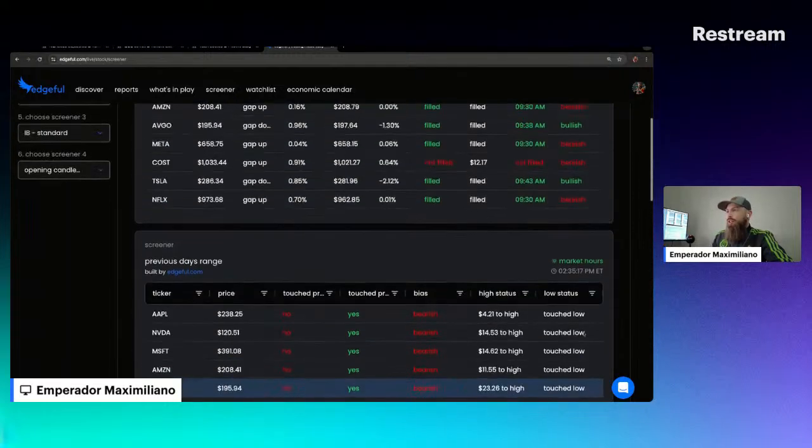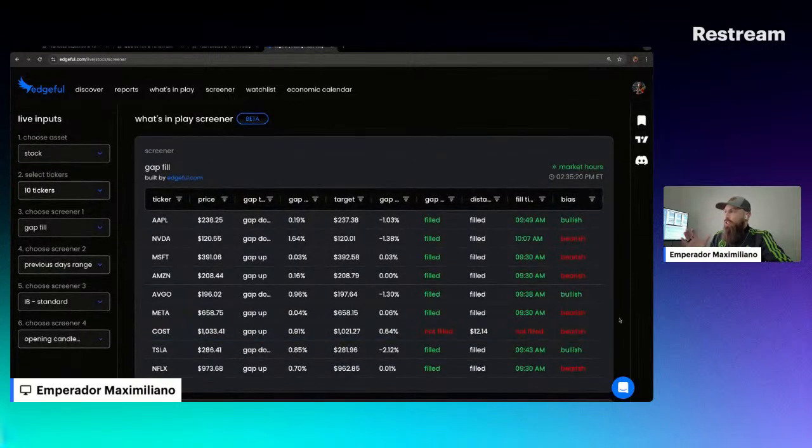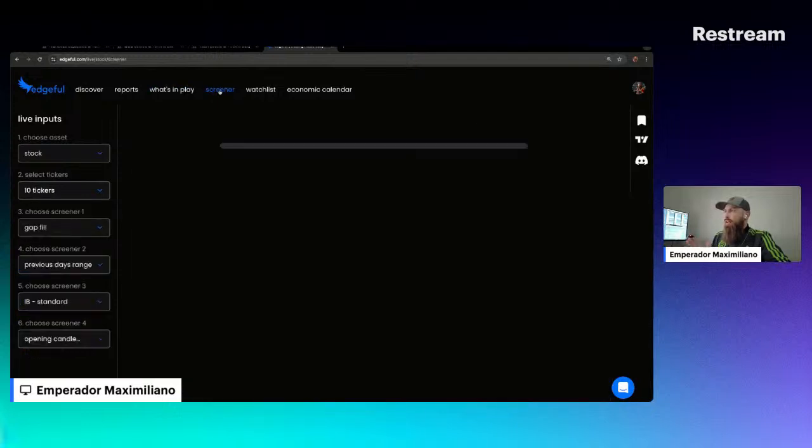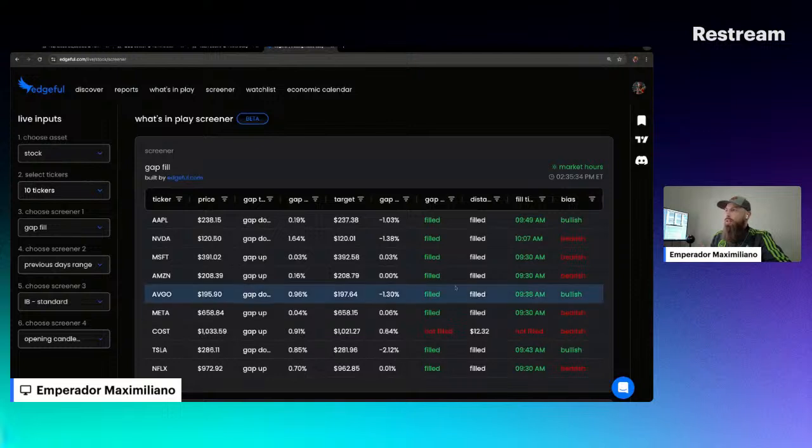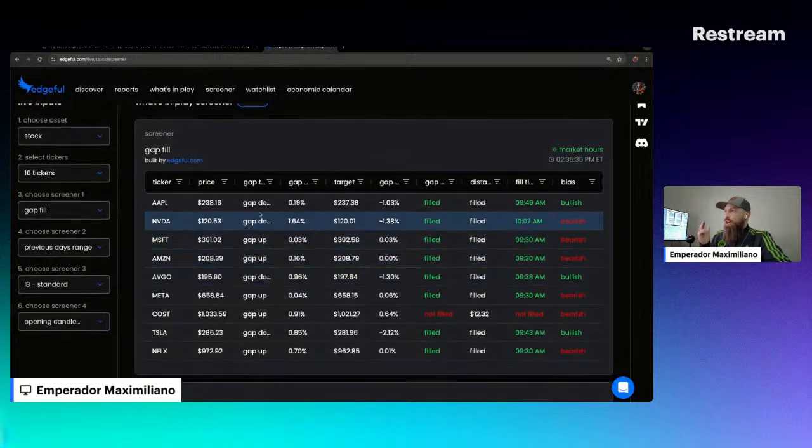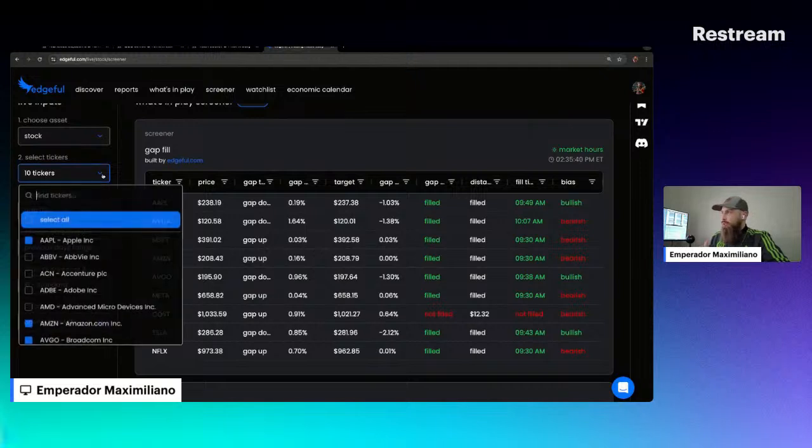So what I've done here is I've taken the major components, those top 10 components of QQQ, and I've put them into a screener that I can flip over here. And now if I leave this page and come back, if I leave Edgeful altogether and come back and go back to my screener, it's going to save those changes right here. So you see the changes right there.